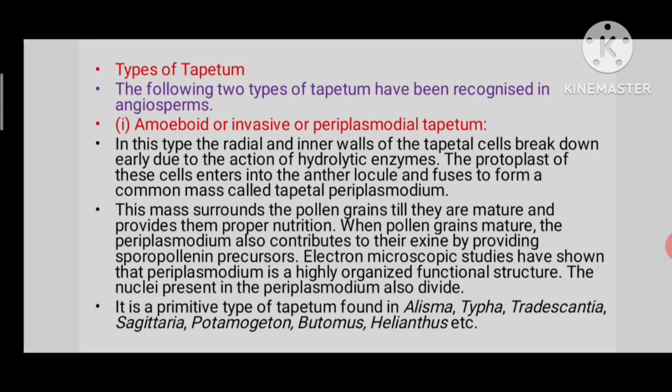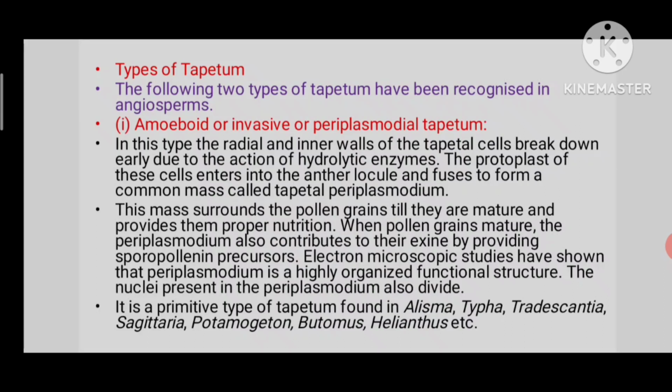Number 1, amoeboid or invasive or periplasmodial tapetum. In this type, the radial and inner walls of the tapetal cells break down early due to the action of hydrolytic enzymes. The protoplast of these cells enters into the anther locule and fuses to form a common mass called tapetal periplasmodium. This mass surrounds the pollen grains till they are mature and provides them proper nutrition. When pollen grains mature, the periplasmodium also contributes to their exine by providing sporopollenin precursors.